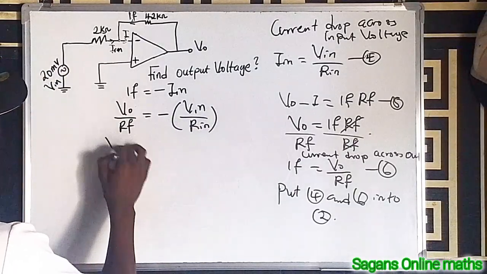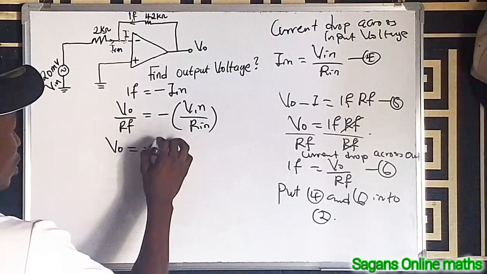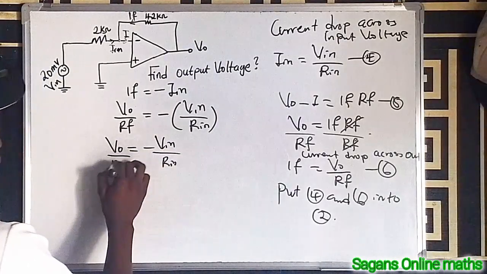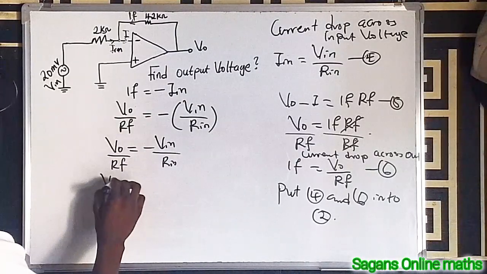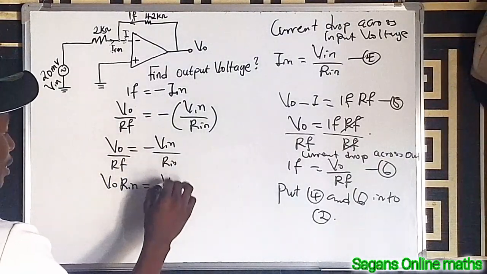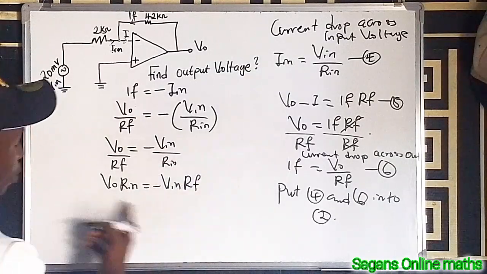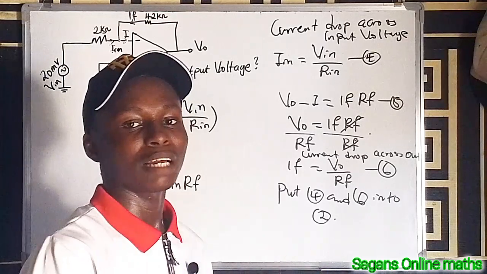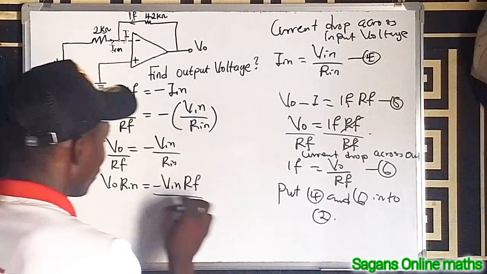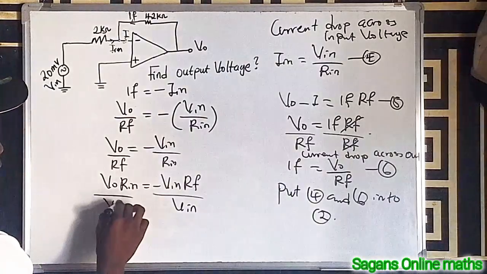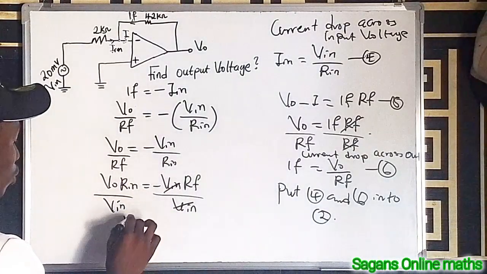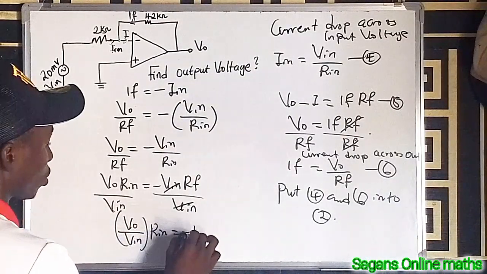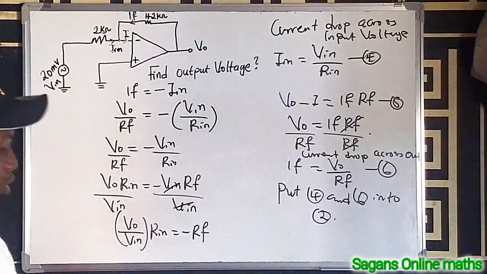Then by cross multiplying, VO is equal to minus V in divided by R in, and here is R F. Cross multiply: VO multiplied by R in is equal to minus V in multiplied by R F. So what are we going to do here? Remember, if you are going to look for a closed loop gain, that means closed loop gain is equal to VO divided by V in. So what you are going to do here is divide here by V in and here by V in, so that this cancels out this. You see that VO divided by V in multiplied by R in is equal to minus R F.